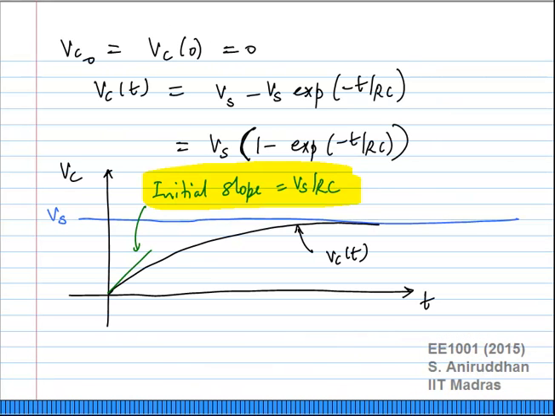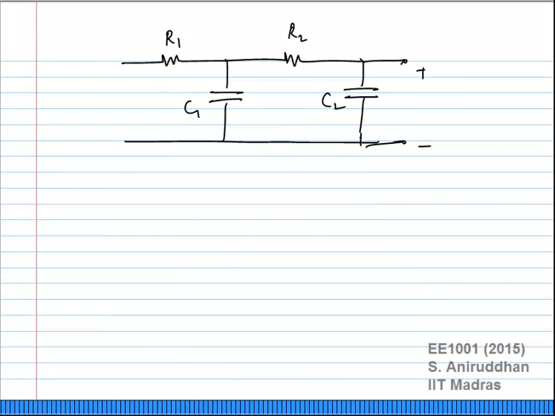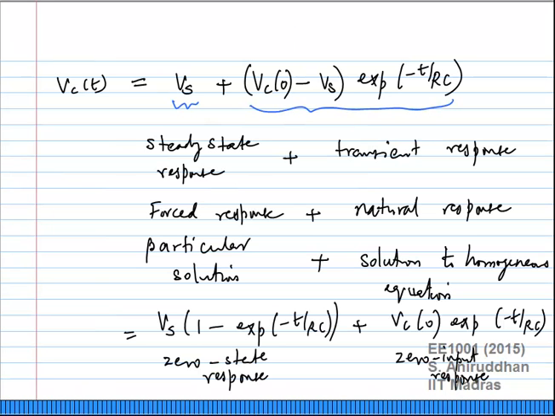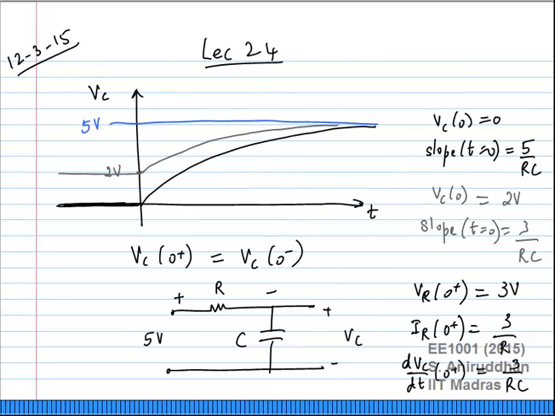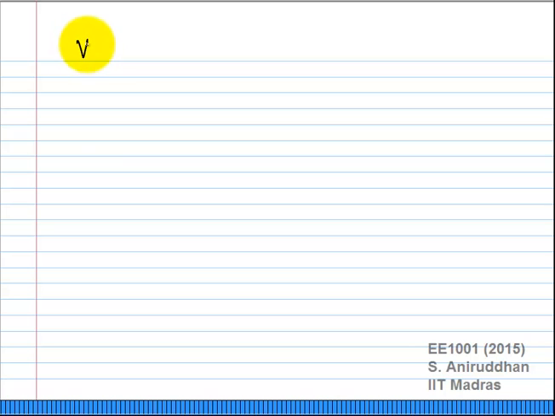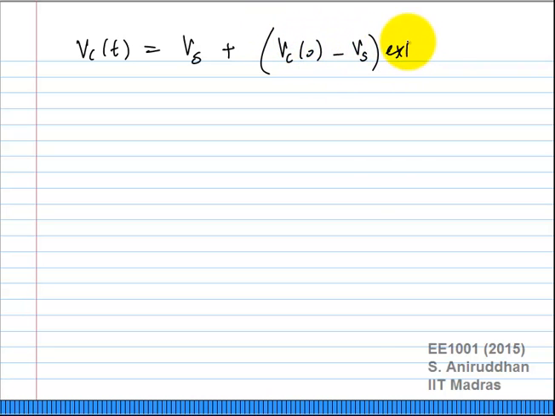Okay, now we can go back to the final portion. The actual solution can be written in a very specific form, which is Vc of t equals Vs plus Vc of 0 minus Vs, times exponential of minus t by RC. This has two terms in it. You call it the forced response plus the natural response, steady state response plus transient response, and so on.